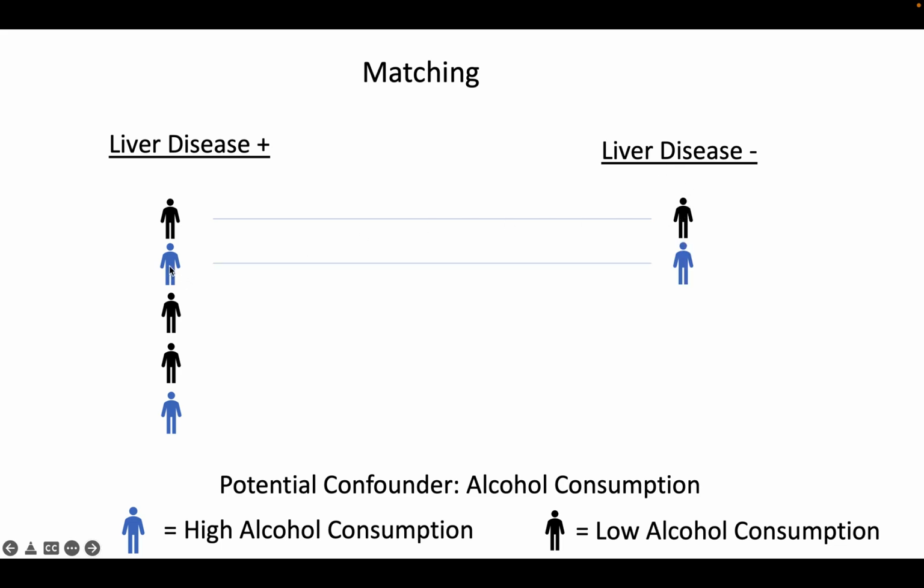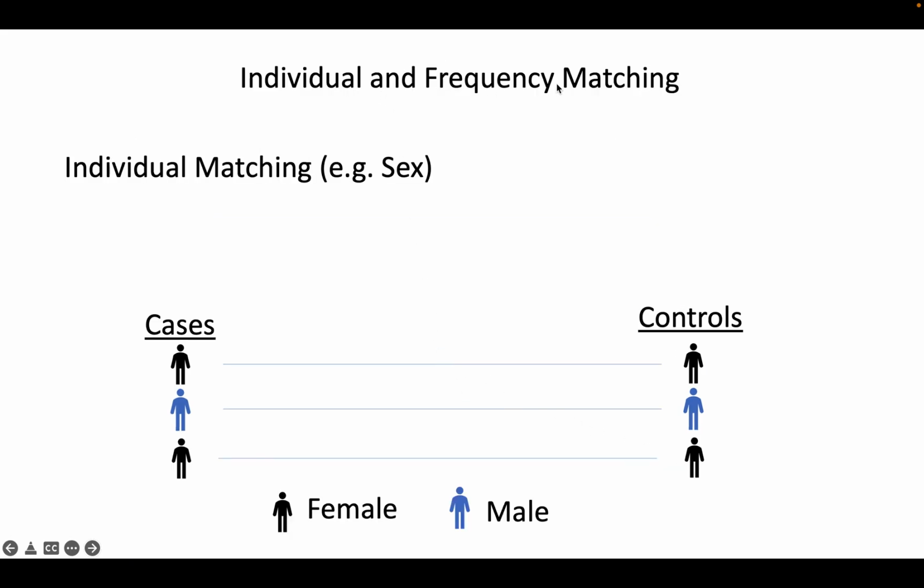Same with this case that has high alcohol consumption, we find them a control, someone without liver disease, who has their alcohol consumption status, so high alcohol consumption. And we do that for everyone. And that's individual frequency matching. So now the example changed to sex. Basically, this is a female case matched to a female control, male case matched to a male control.